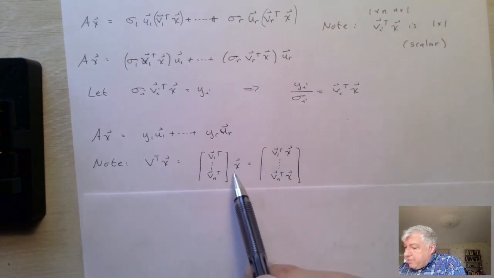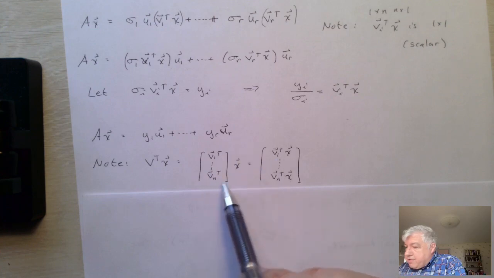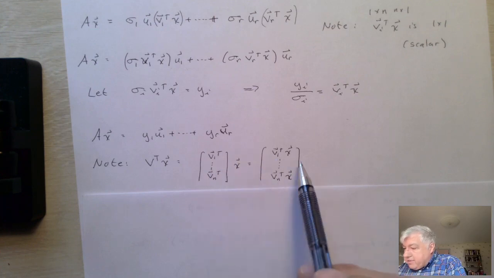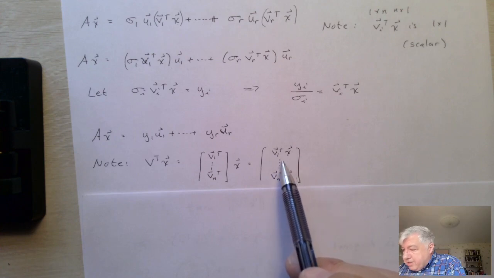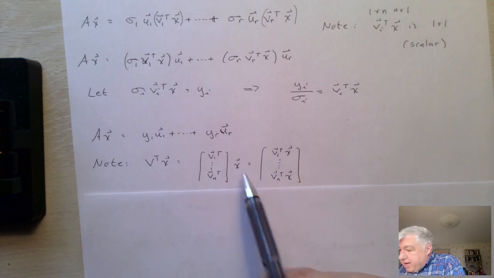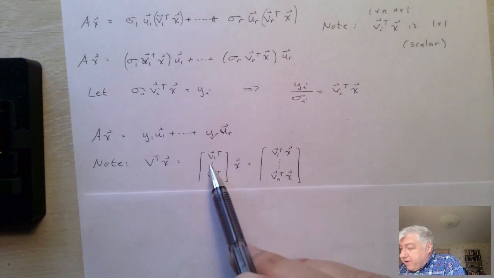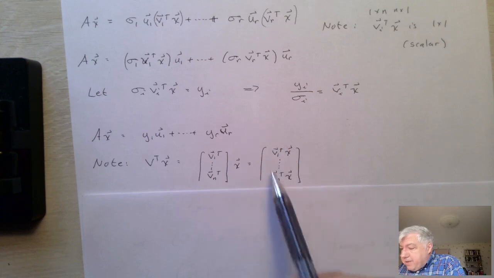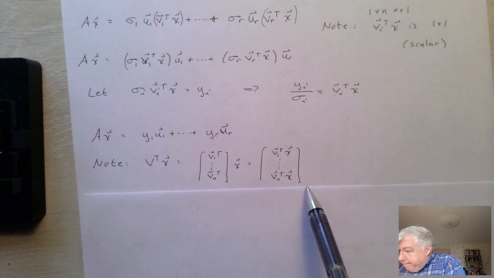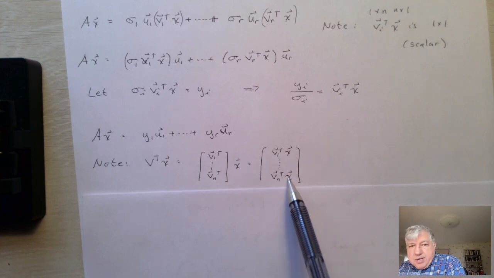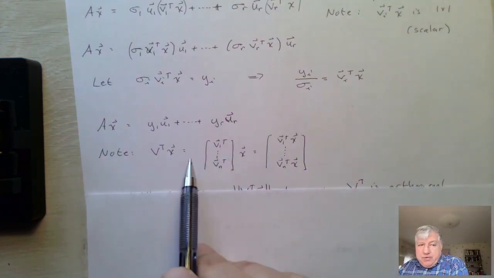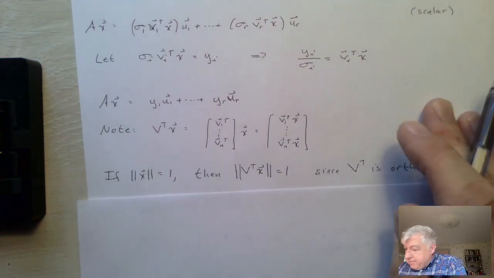and what this comes out to be is a column vector, but the entries are just going to be the dot product of V_i transpose and X, or V_i and X. So we get this, which again we already know are scalars. So V transpose X is this vector.